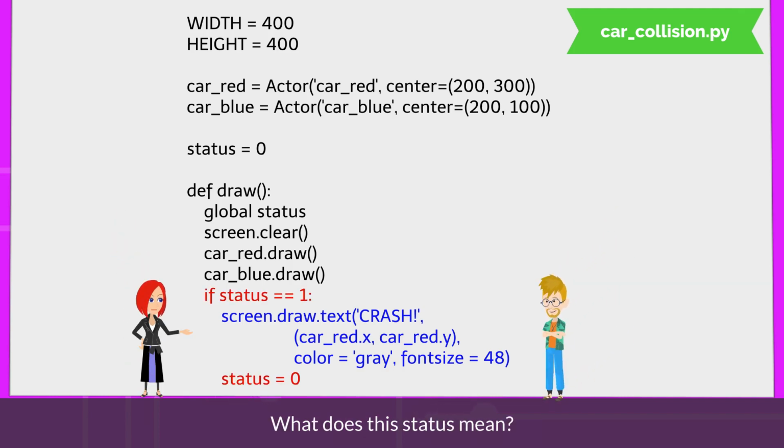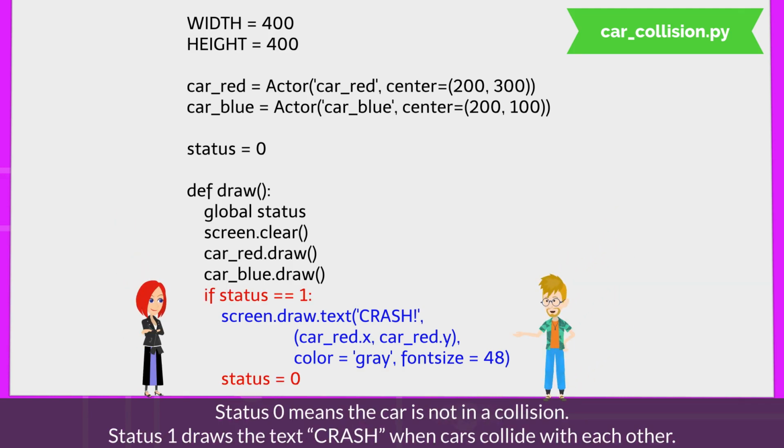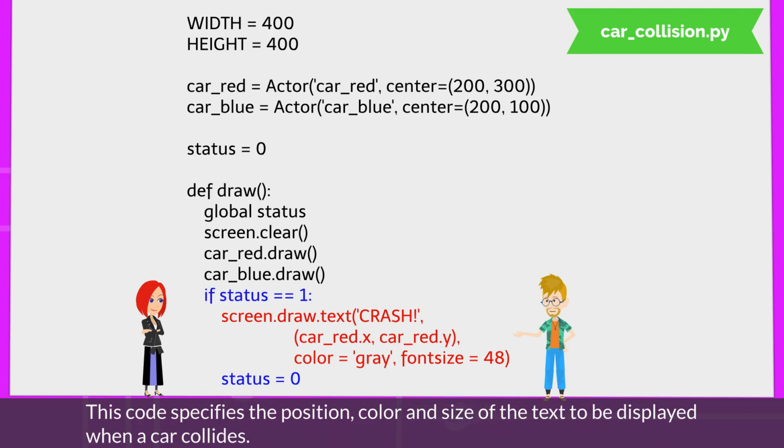What does this status mean? Status 0 means the car is not in a collision. Status 1 draws the text crash when cars collide with each other. This code specifies the position, color, and size of the text to be displayed when a car collides.